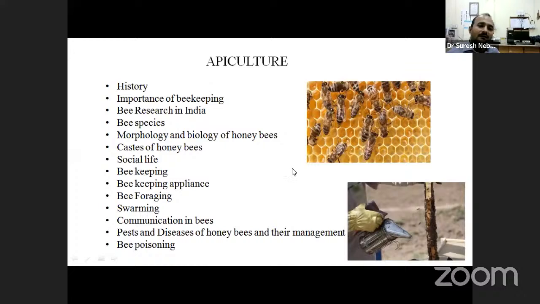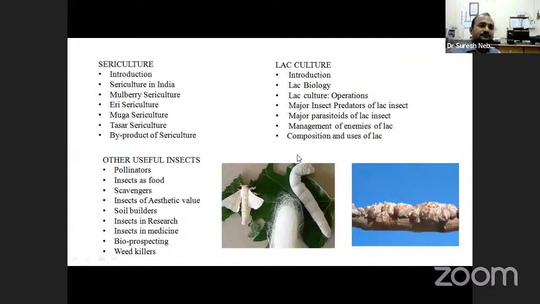Then what are the glands which secrete hormones in the case of females? The mandibular glands and all those details. Then the pests of honeybees, such as mites and other pests, and their control, you should know. Likewise, you have to cover sericulture also, lac culture, and other useful insects.